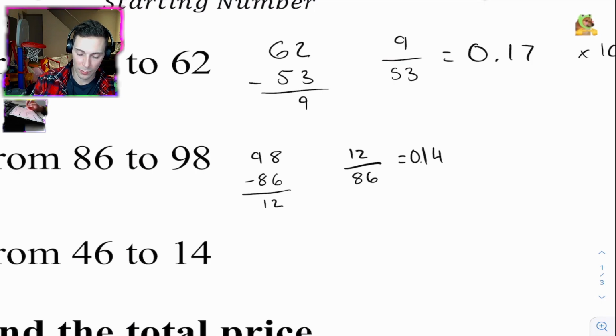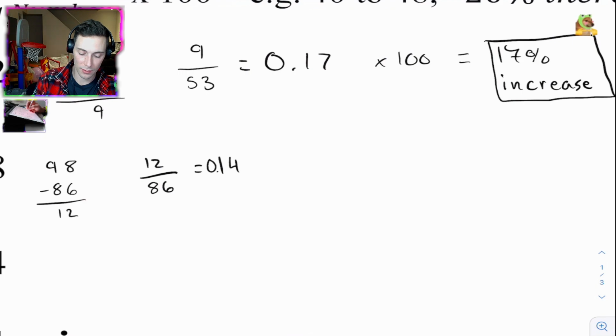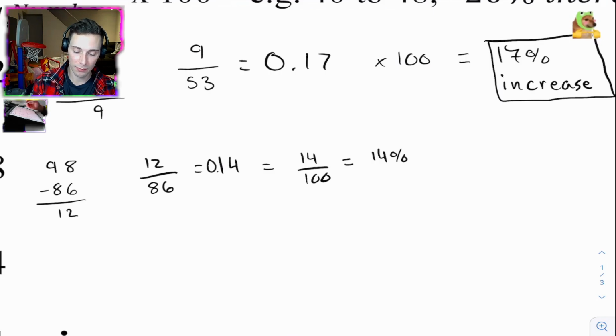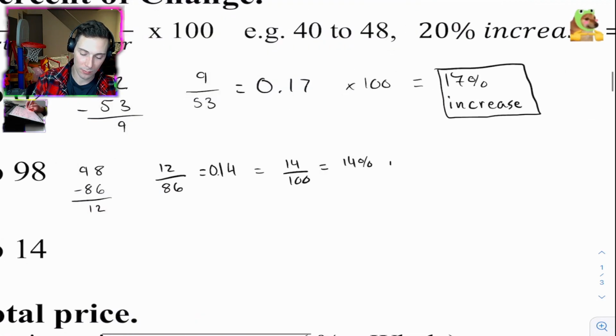0.14 can be written as a fraction over 100, right? It's 14 hundredths, or 14 over 100, which is the same as 14%. A different way of looking at it, and that's going to be a 14% increase. Way to go, whoever made that increase.